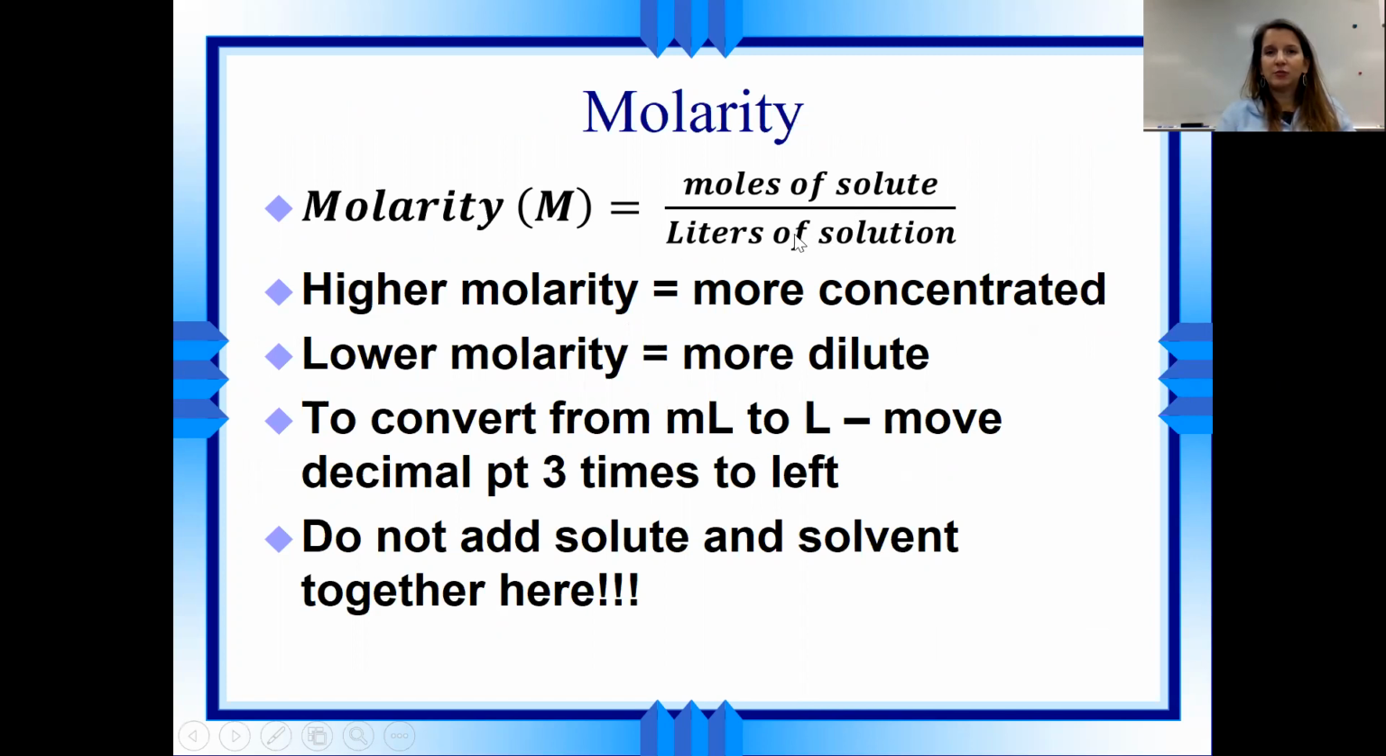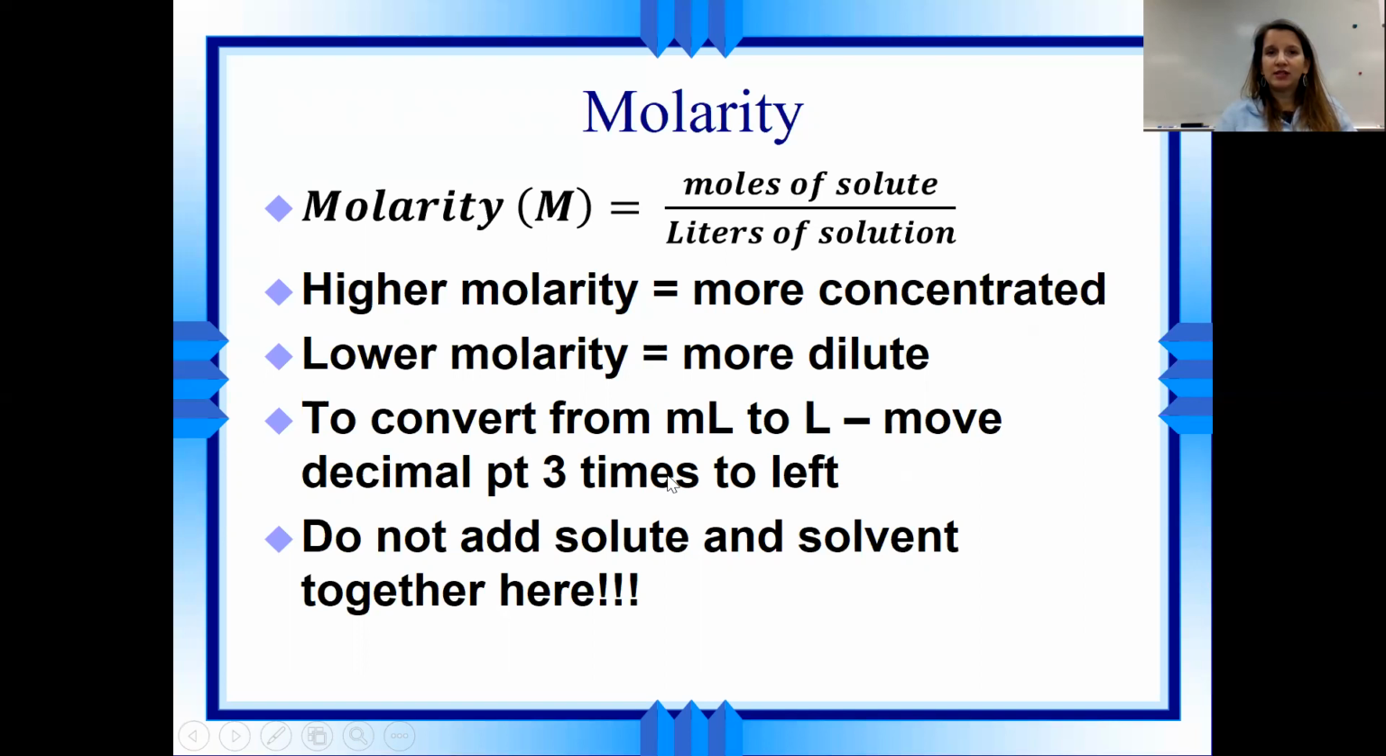So when you're looking at the molarity, that big M, the higher the molarity means that it's a more concentrated solution. If you have a lower molarity, it means that it's more dilute because you don't have as much solute dissolved into your solution. You have to have liters on the bottom here. So if you need to convert between milliliters and liters, you're going to move your decimal point 3 times to the left in order to get it into liters.